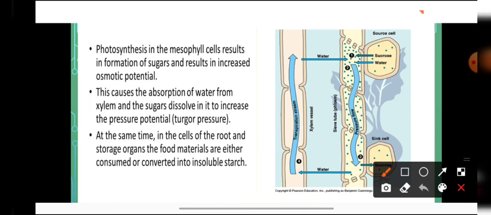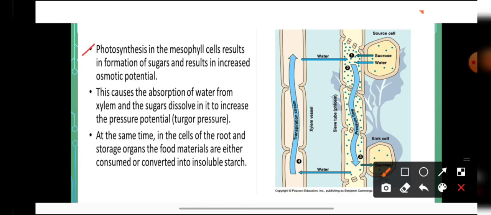So what is happening? Photosynthesis is taking place in the mesophyll cells, which will result in the formation of sugars. So what will happen? There is an increase in the osmotic concentration. So because of the increase in the osmotic concentration, there will be increased osmotic potential.